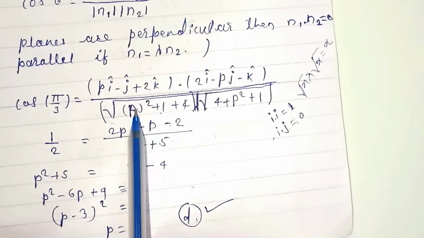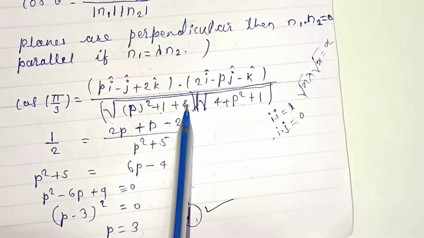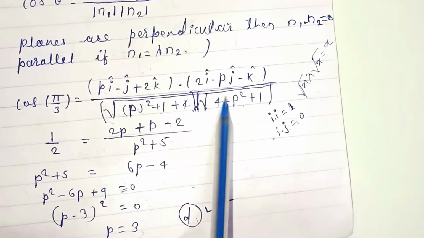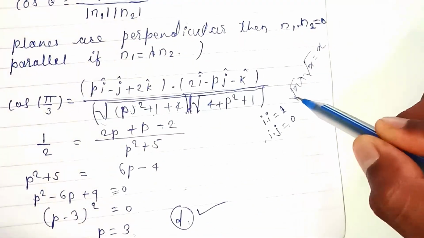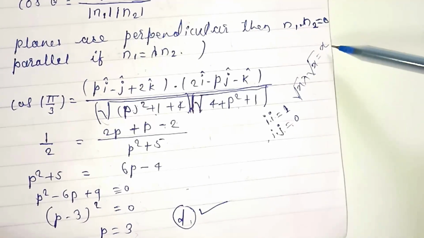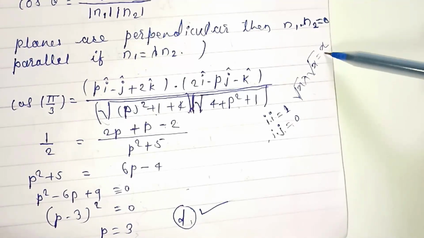Now we want the denominator. So p square plus 1 plus 1, 1 plus 4, it goes to 5, and we get p square plus 5. Okay, so when we have a square root of x into square root of x, we write it as x.